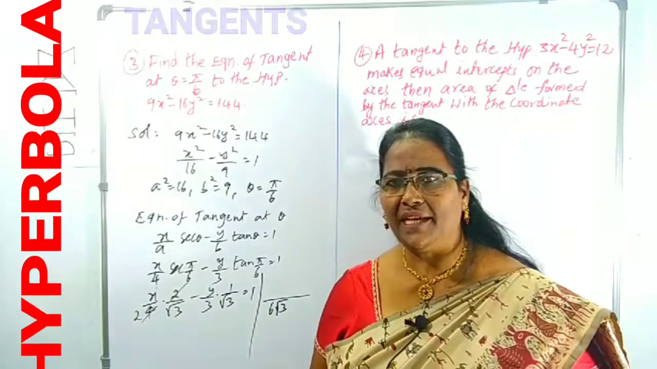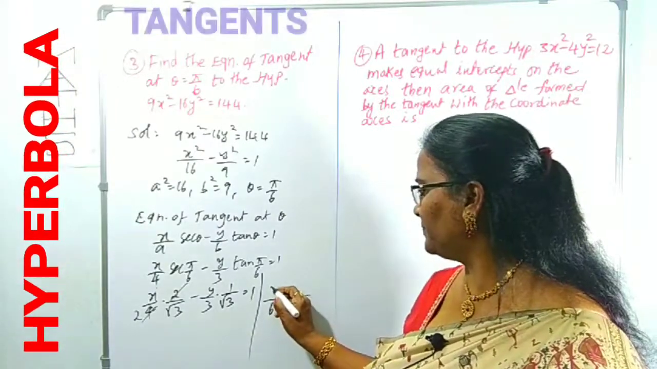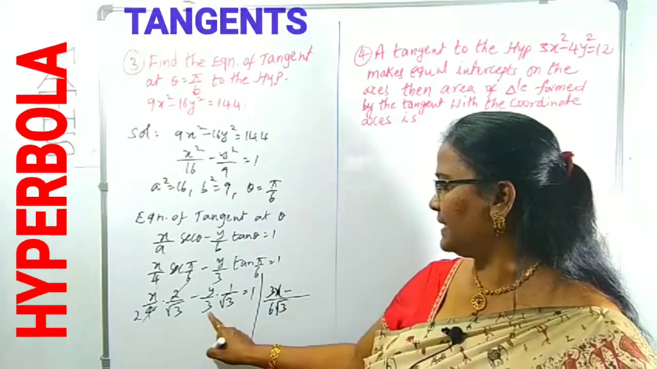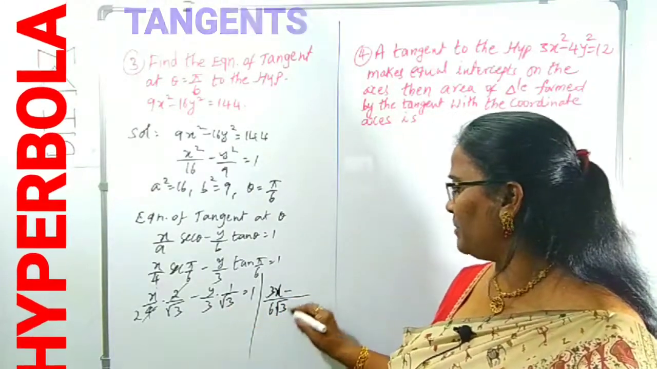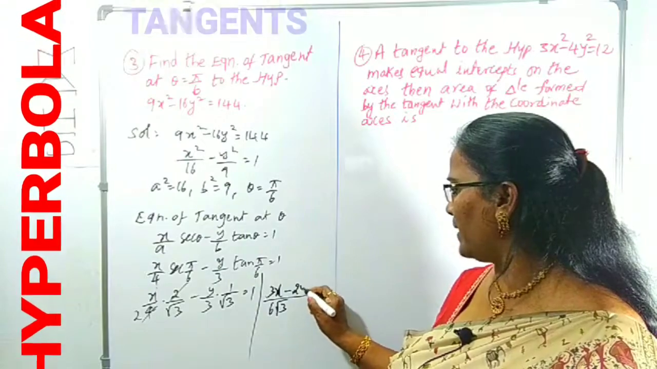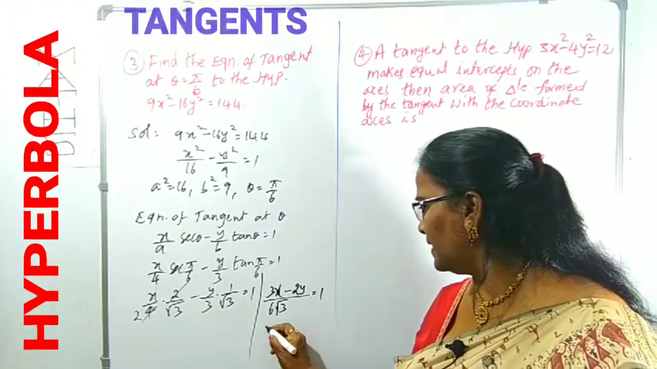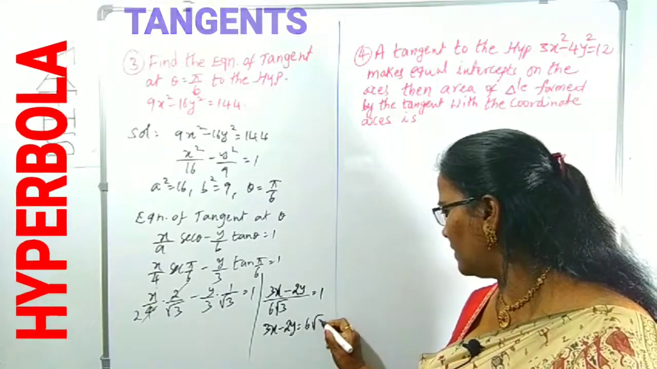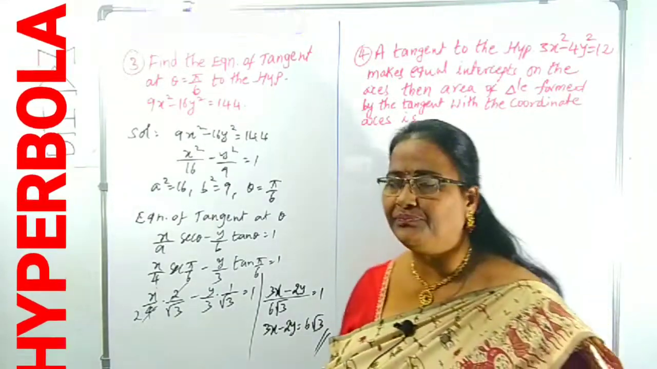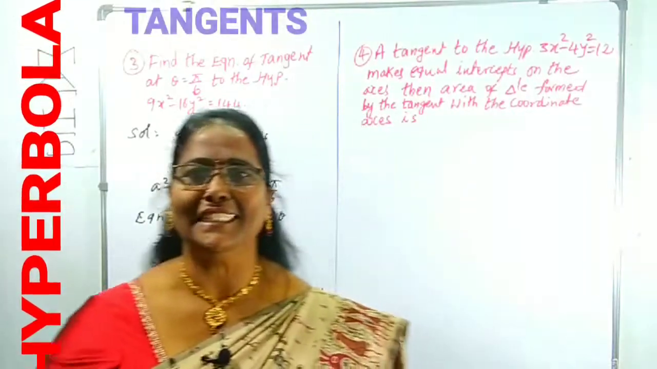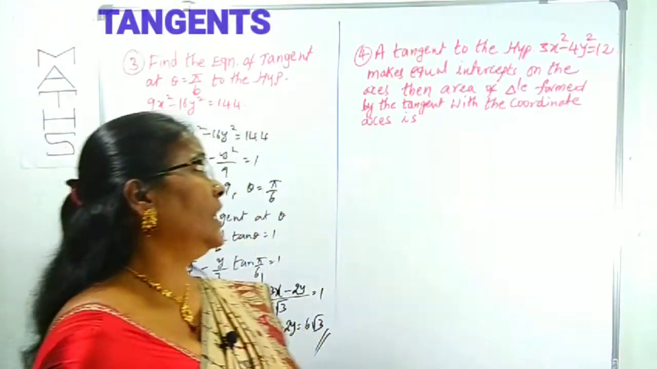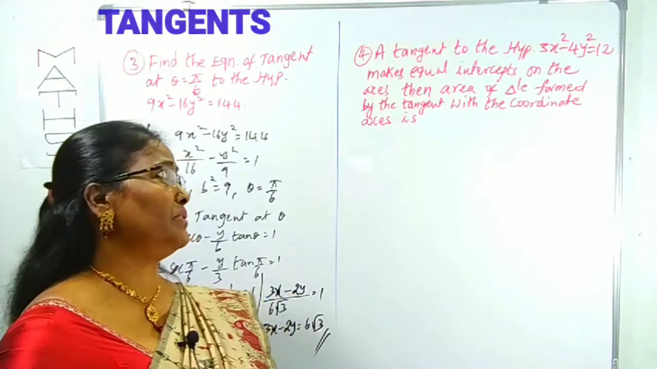We can multiply x with 3, so 3 root 3 x, minus, since 3 root 3 is already there, we multiply with 2y, is equals to 1. Finally 3x minus 2y is equals to 6 root 3. This is our required equation of tangent at the given parametric angle. Is it clear? Now we can come to the next question, number 4.